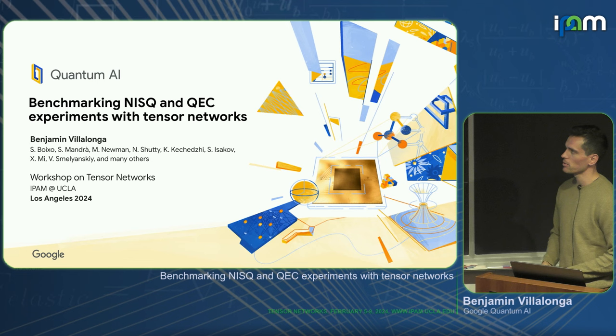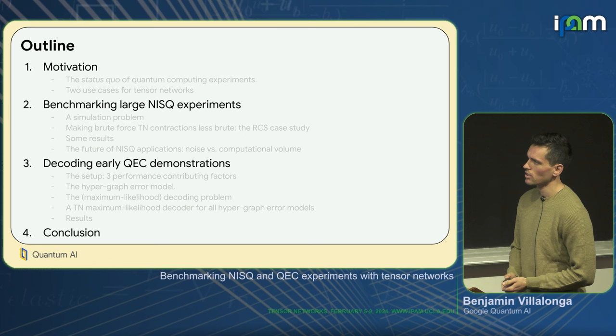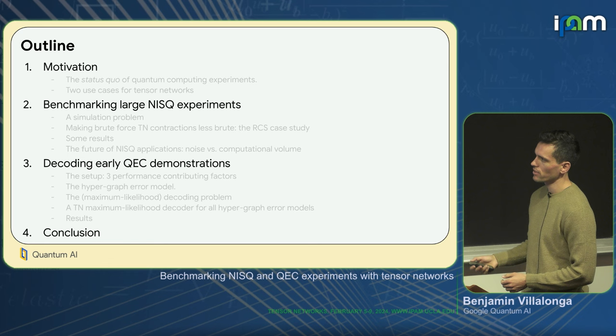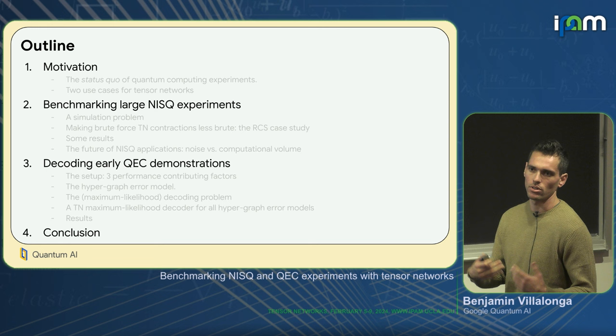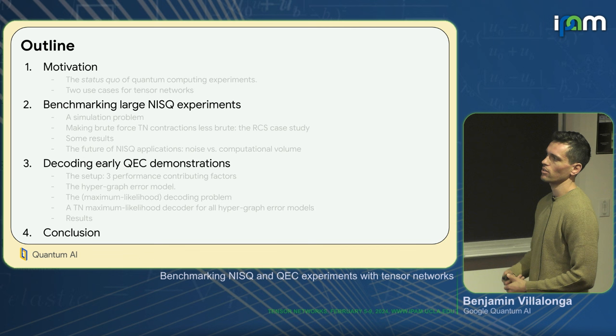So let me give you an outline of the talk, just a broad picture. Let me motivate why tensor networks might be a good idea to use in several areas of quantum computing and experimental quantum computing. Of the two use cases I'm going to describe, the first one has more to do with NISQ experiments, so error-unprotected experiments where we try to compute something useful, or try to show some demonstration of classical hardness with our quantum machines. And the second one is going to be of a different flavor: how to use tensor networks to decode early demonstrations of error correction.